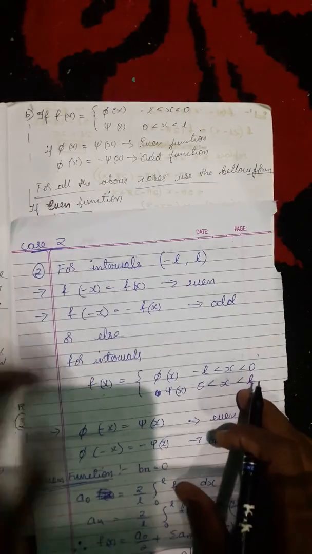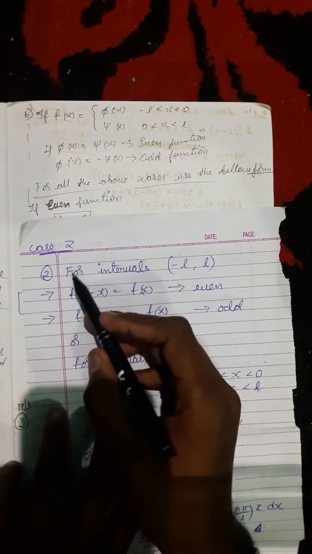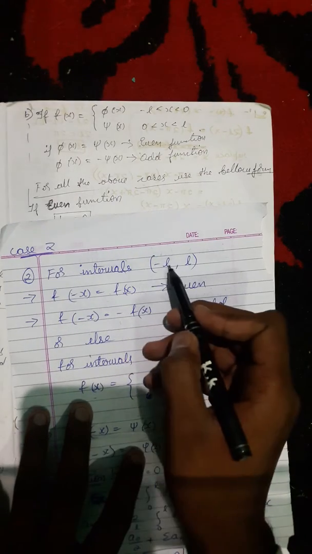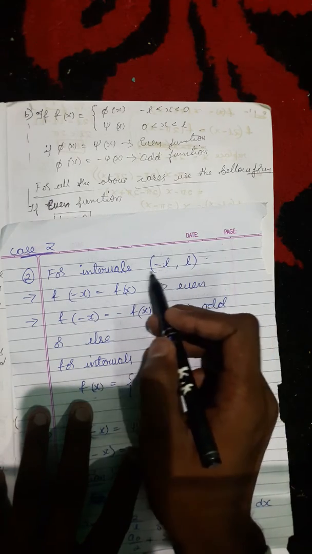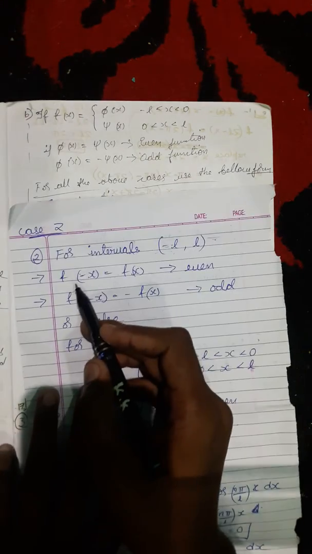After defining this, we have another method, where the intervals or limits may be like this: minus l comma l. If the limits are like this, minus l comma l, then it is very simple.